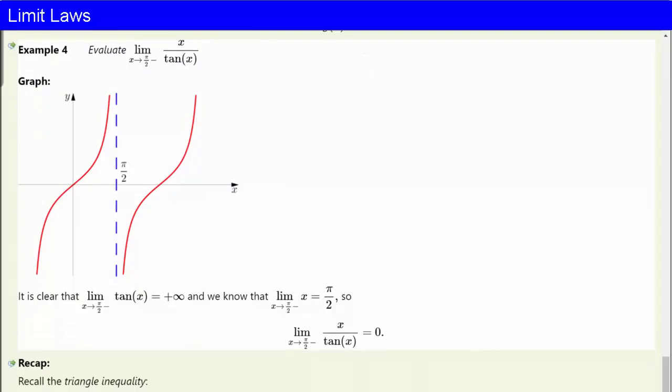For example, consider the limit as x tends to pi over 2 from the left of x over tan x. Here is a graph of tan x to help. It is clear that the limit as x tends to pi over 2 from the left of tan x is plus infinity. And we know that the limit as x tends to pi over 2 from the left of x is just pi over 2. So the limit of the ratio is 0.